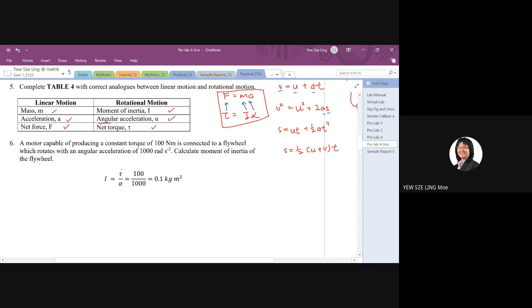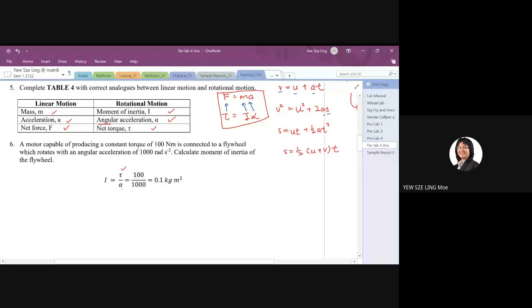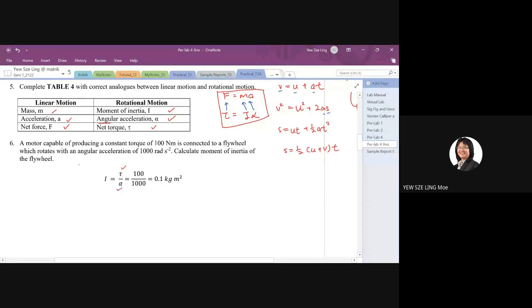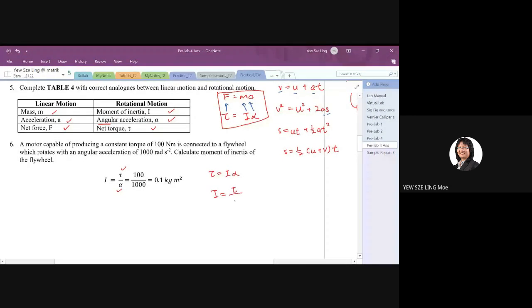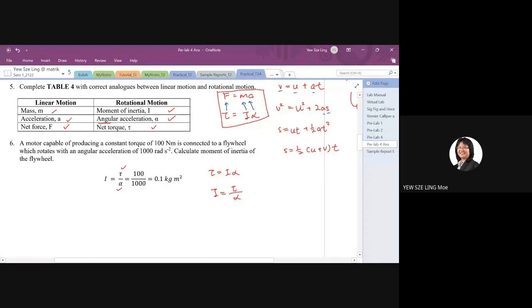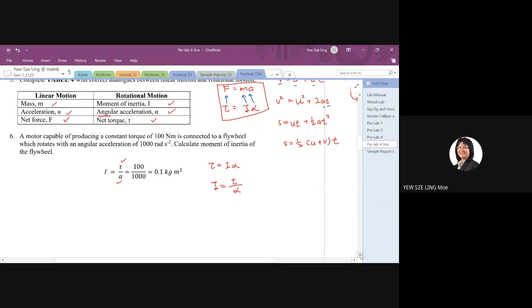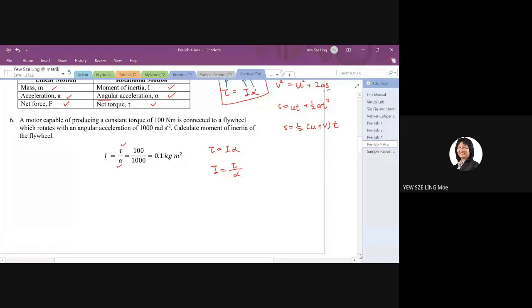So you are given the torque, and you are given alpha. It asks you to calculate the moment of inertia. By using torque equals I alpha, you rearrange the equation: I equals torque over alpha. Therefore you obtain I, which is something like the mass, something acting like a mass in rotation. So it's 0.1 kg m squared.